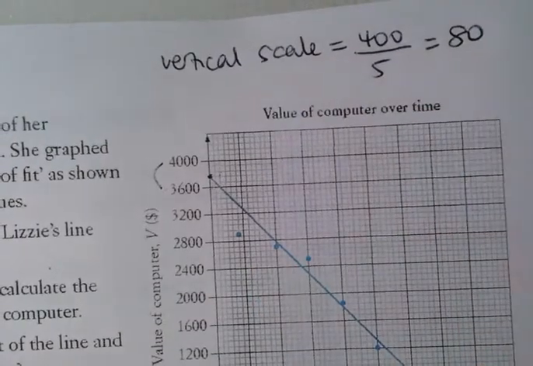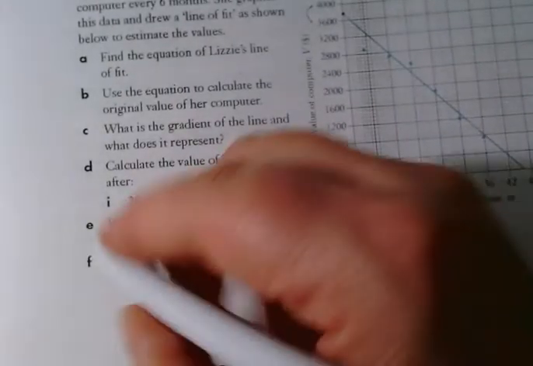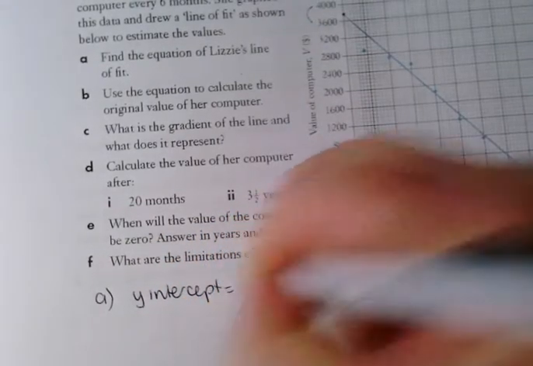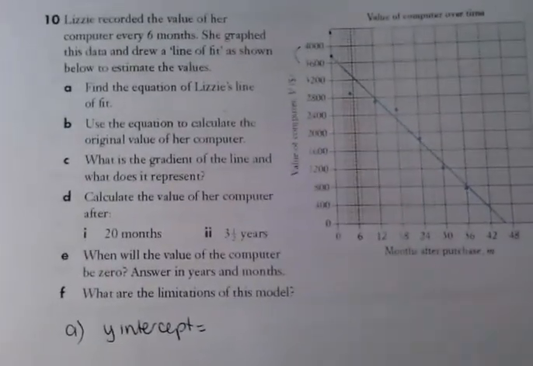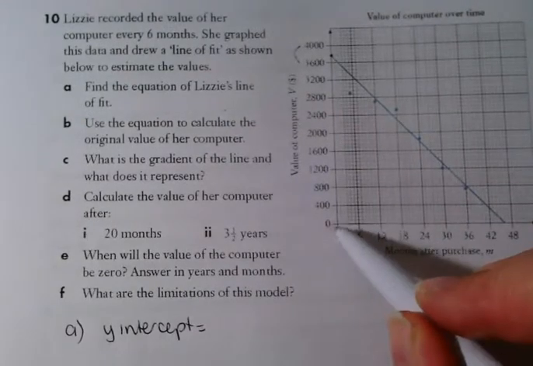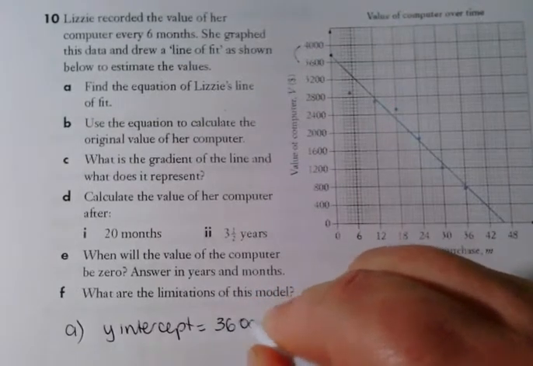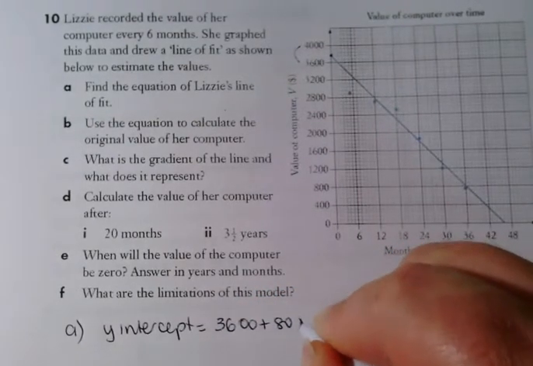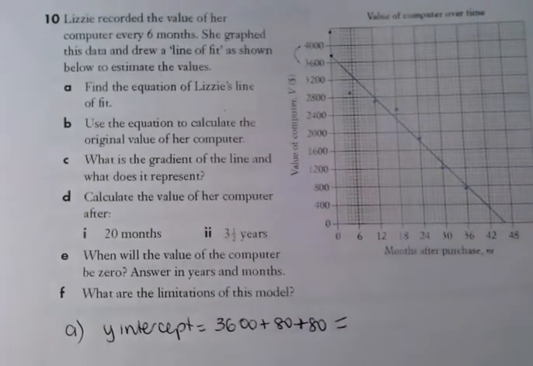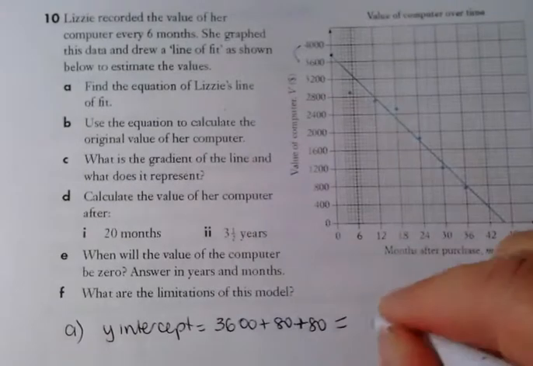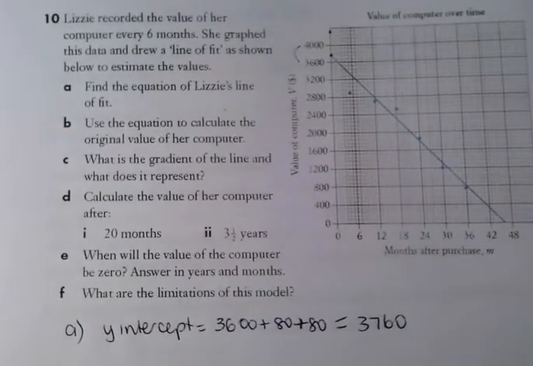Okay, so we have to find the equation of her line. I can already see the y-intercept this time. To make sure that you do know that it's the y-intercept, you have to make sure that the x value is 0 at that point, and you can read off the y-intercept. So the y-intercept is 3,600 plus 80 plus 80, which is 3,600 plus 160, which is 3,760.